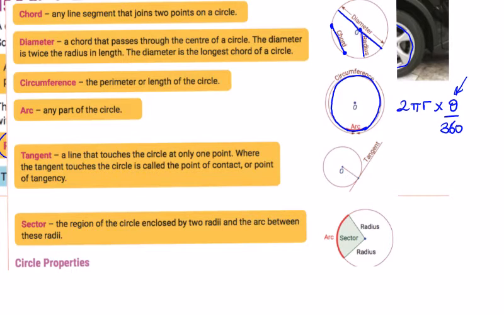What about a tangent? Well, if we have a radius, a tangent is a line that touches a circle at one point and one point only, and a tangent creates right angles at the point at which it touches the circle with the radius. A sector of a circle is when we have part of an arc and connect it to the center. Think of your slice of pizza when you're ordering your Domino's. And now let's look at some circle properties.